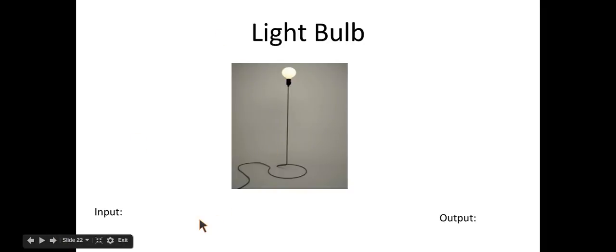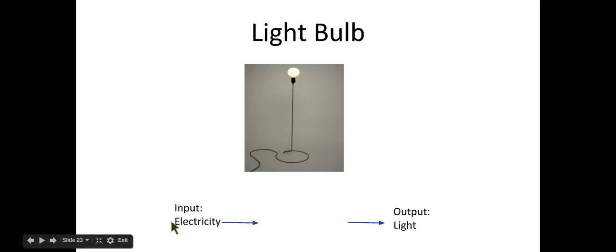Okay, another example. When we're thinking about the transformation here, I like to think, what makes this object work? And we know that we have to plug a light in order for it to work. So the input energy that the light is getting is electrical. However, when I think of the output energy, I think, what is the purpose of this object? We turn on the light bulb so that we can see. So the output energy that's useful for us is light. So again, electricity is the input, light is the output.